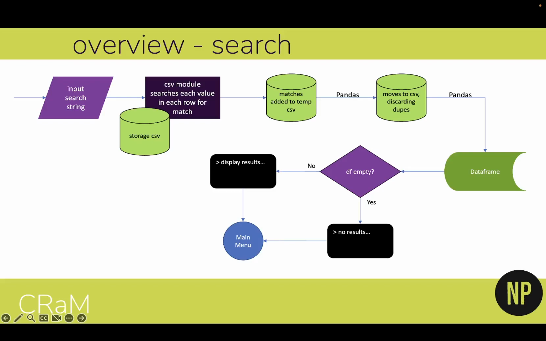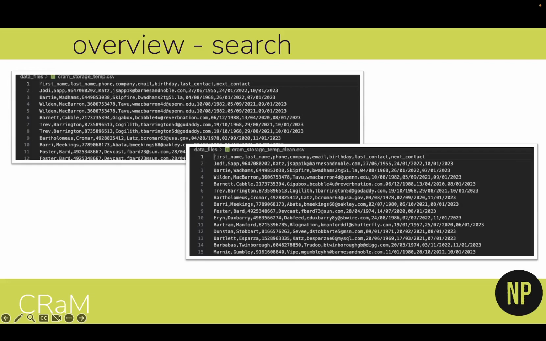And then once it completes searching through the CSV, Pandas picks up the temporary CSV and moves it into a third CSV, discarding any duplicates. Once that's completed and the data is clean, then it's presented as a data frame. If the data frame is empty, then a message advising no search results is displayed and the user is taken back to the main menu. If the data frame is not empty, then it displays the results.